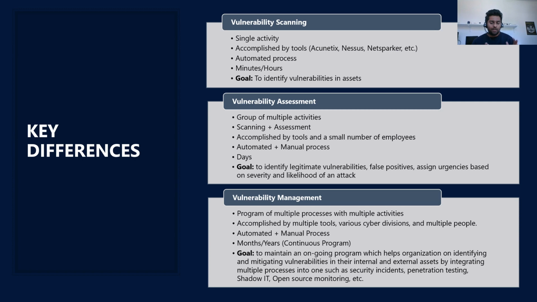When you are trying to set up this program, or division, it's not a one-time setup. Once you set it up, it's a continuous process of identifying vulnerabilities on a regular basis, because new assets come every time, new applications we develop every time, and new threats come every time. Your goal is to maintain an ongoing program which helps the organization identify and mitigate vulnerabilities. When I talk about mitigating vulnerabilities, I'm talking about external as well as internal vulnerabilities. I'll explain how you can identify the sources of vulnerabilities in a later slide.